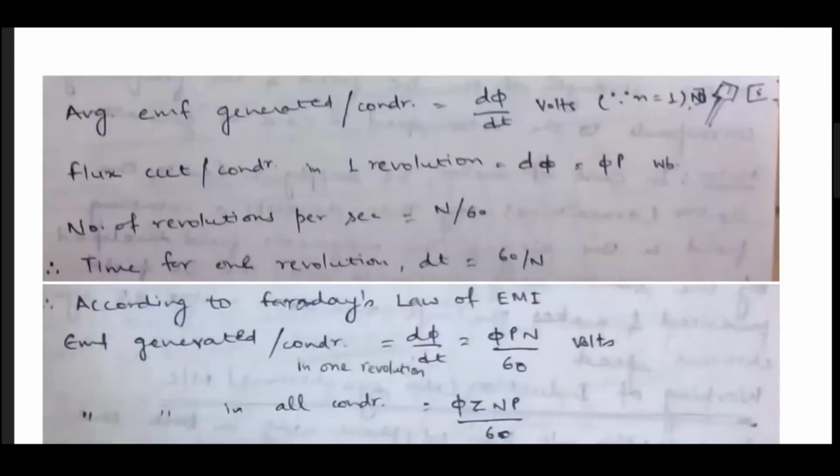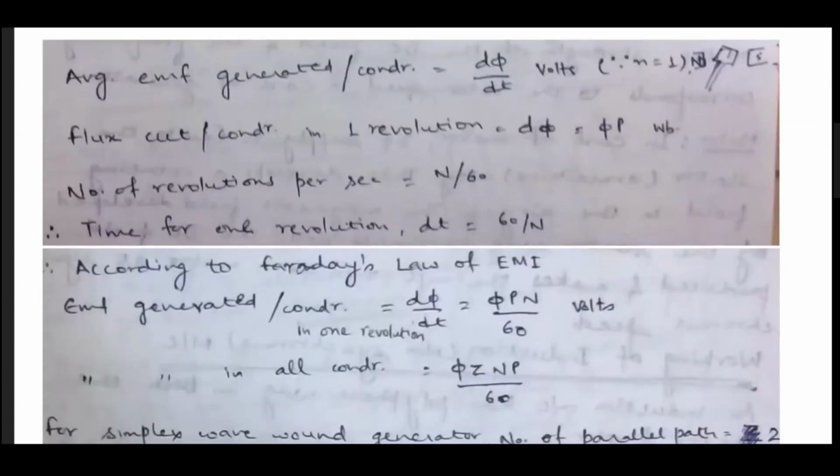And Eg is the EMF generated in any parallel path of the armature. Now the formula of EMF is known to us. It is d phi by dt. Here we are assuming that the number of turns is 1, so it is taken as d phi by dt.